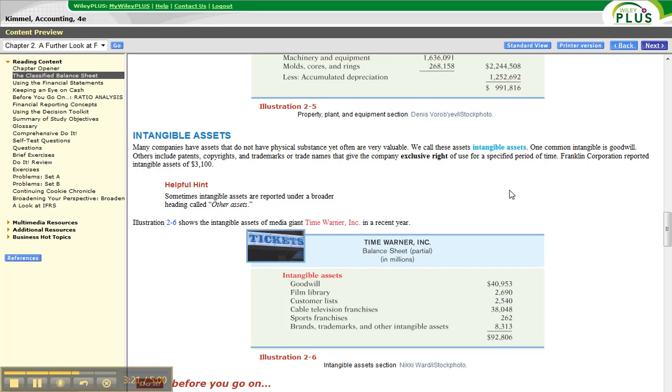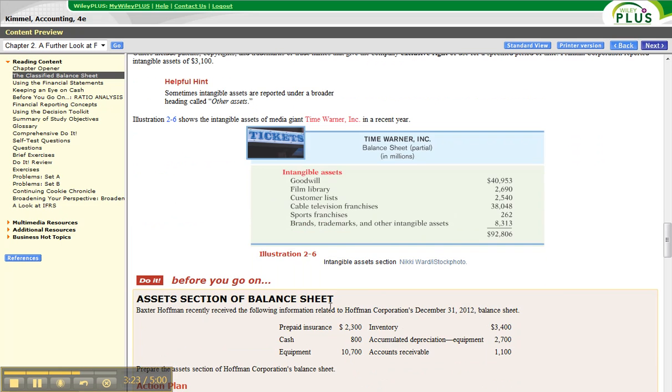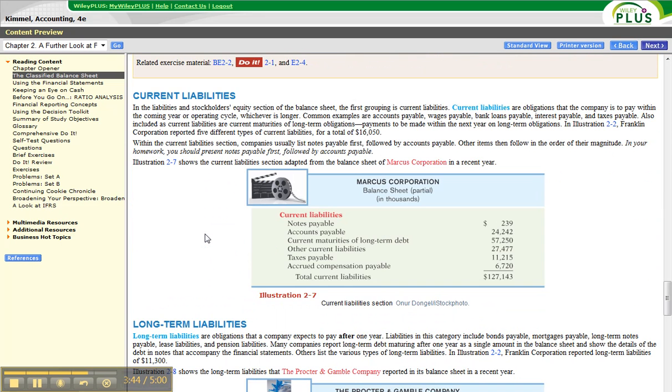Intangible assets are discussed a little bit here. Certain kinds of intangibles: goodwill, films, customer lists, franchises. All these things are kinds of intangible assets. They don't have a physical structure, but they are valuable in a company. And we'll get into some of these kinds of intangibles in more detail later in the book.